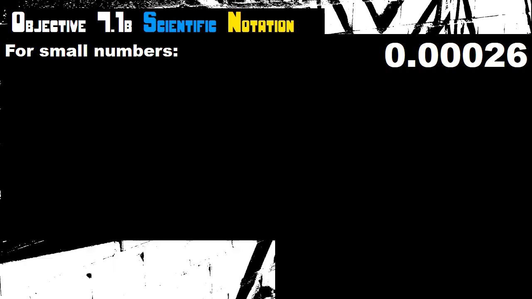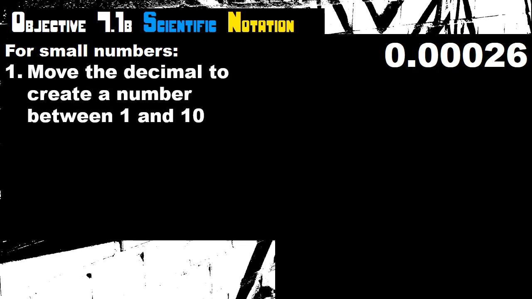Very nice. So now let's talk about small numbers. We have this decimal, 0.00026. Our very first step is we need to move the decimal to create a number between 1 and 10.